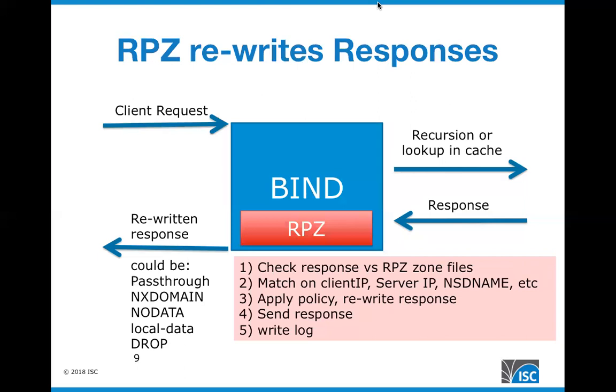We're able to match whether it's a client IP who requested this. Is the answer IP an IP address that we're concerned about, a potentially malicious address? Is the name server address or name server name known to be a name server that provides malicious DNS responses for other domains? So once we go through all that, we can then apply a policy and rewrite the response if we like. Some of the most common ones are NXDOMAIN, NODATA, local data, or drop. And of course, we're going to do logging. So the logging piece is, of course, very important when you're doing stuff like this.